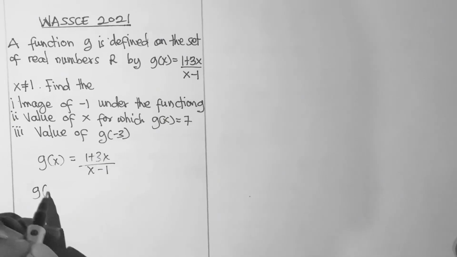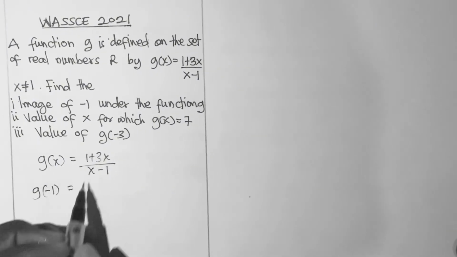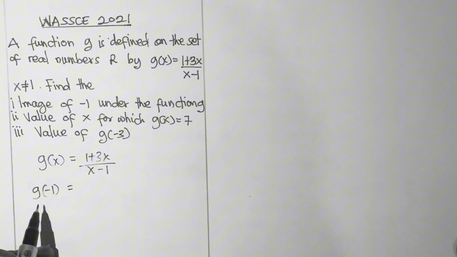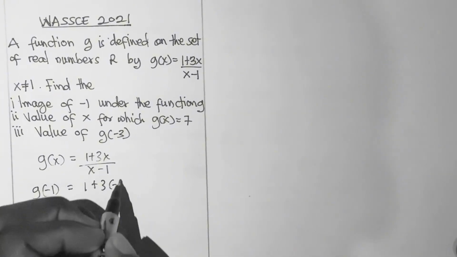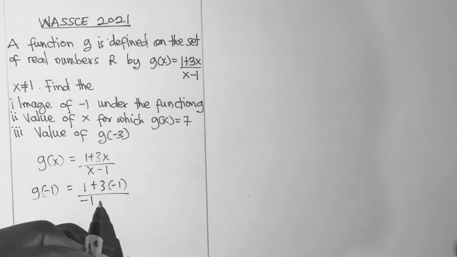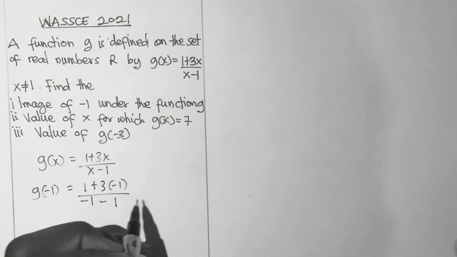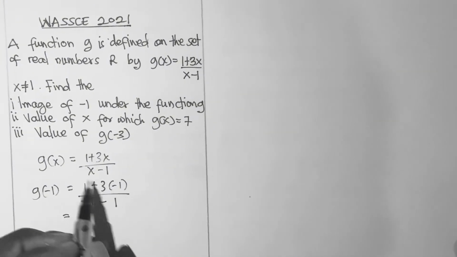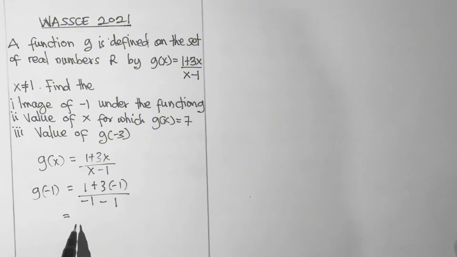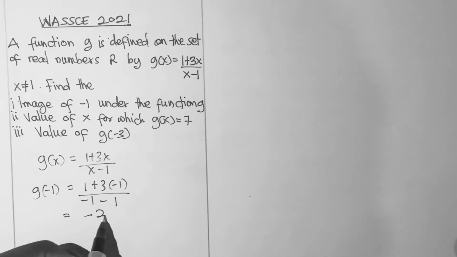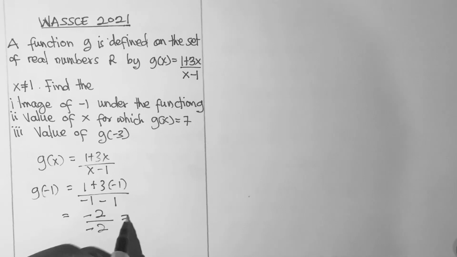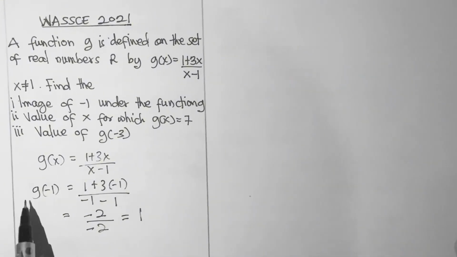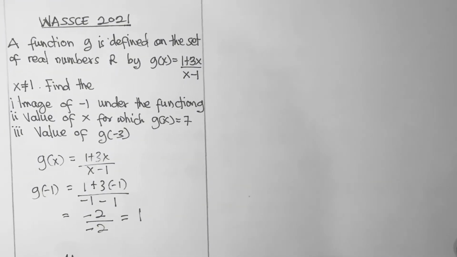So g of x equals 1 plus 3x divided by x minus 1. So what is g of minus 1? Wherever you see x, put minus 1. So this becomes 1 plus 3 times minus 1, divided by minus 1 minus 1. Now 3 times minus 1 is minus 3. 1 minus 3 is minus 2, divided by minus 2 is 1. So g of minus 1 is 1.